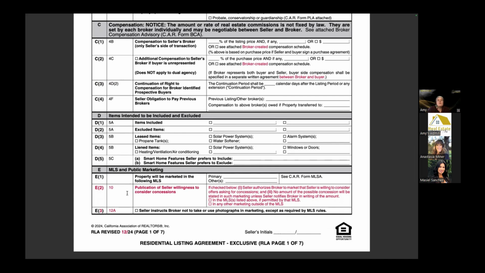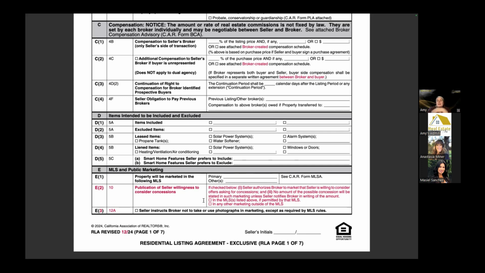Here is E2. Is the publication of seller willingness to consider concessions. If checked below, seller authorizes broker to market that seller is willing to consider offers asking for concessions. And so that's the default if it's checked. It says if checked below. We'll come back to that statement in a minute. No amount of the possible concession will be stated in such marketing unless seller notifies broker in writing of the amount. In the first box is in the MLS listed above, if permitted by that MLS, or in any other marketing outside the MLS.